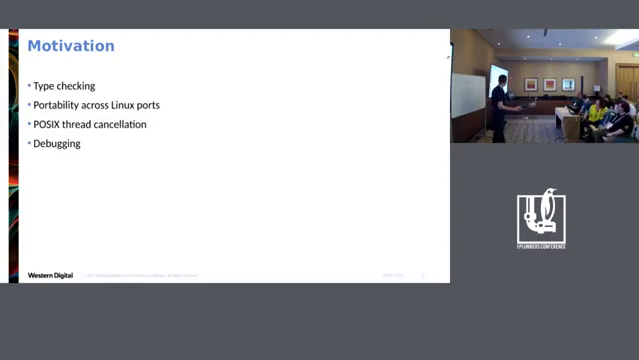Yeah, okay. And debugging: essentially you can place a breakpoint at the single entry point at the syscall wrapper, rather than having to chase all the syscall invocations in assembly.